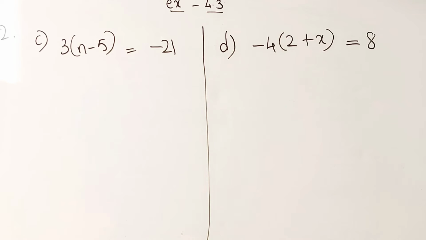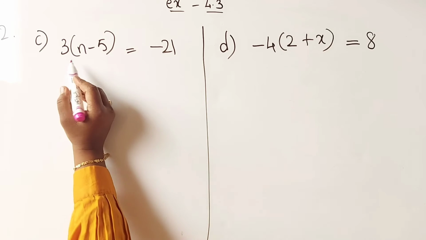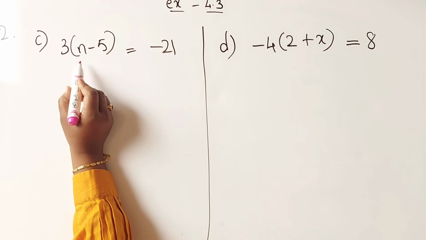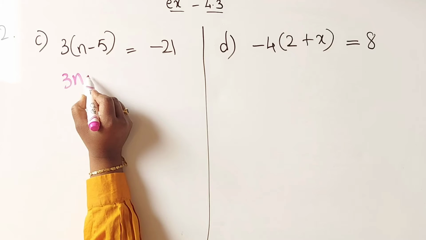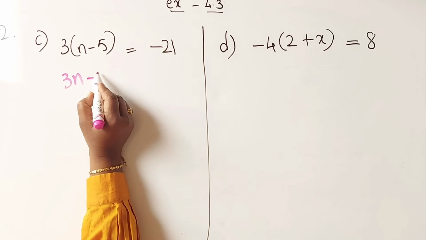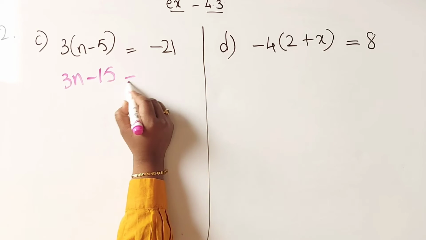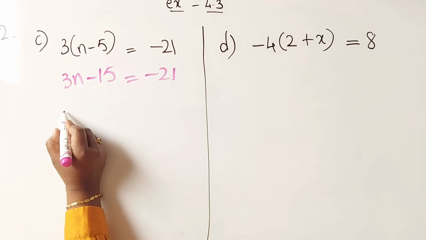Question C, 3 of n minus 5 equal to minus 21. First multiply with 3 here. 3 into n, 3n, minus 3 into 5, 15. That means minus 15 equal to minus 21. Now we want the n value.